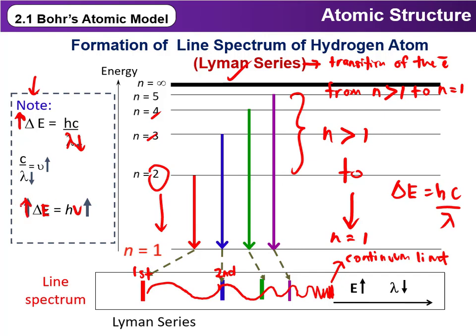As the energy is increasing, what happened to frequency? Frequency will also be increasing. So that's why we have this. When energy is increasing, it will be increasing as well as the frequency. But it is inversely proportional with lambda, so that lambda will be decreasing from left to right.